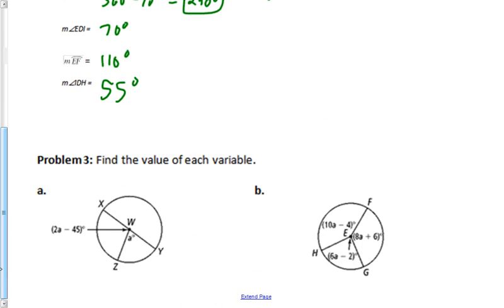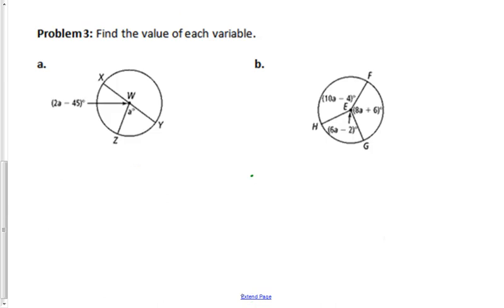So if we're dealing with something that has some variables to it, it says find each variable, we can use what we know about the rest of it. So I'm just going to do letter A for you. You can try letter B on your own. But we know that this one is 2A minus 45, and this one is A.